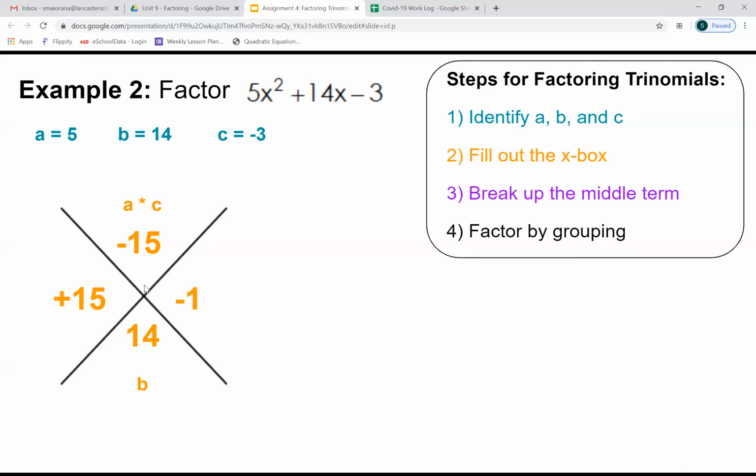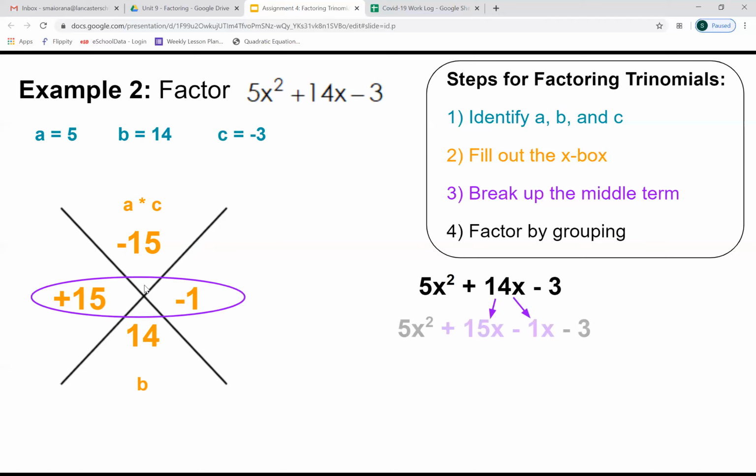So now that I found the numbers that I need for my x box, I'm going to use those two, the 15 and negative 1, to break up my middle term. So that expands to 5x squared plus 15x minus 1x minus 3. So now I can go ahead and continue with factoring by grouping.